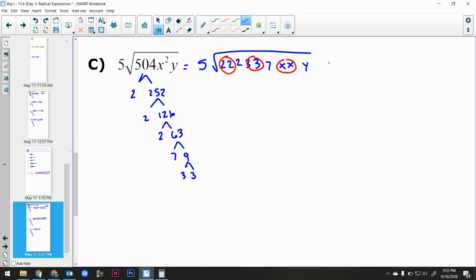So that means the 5 is already out there. Don't leave the 5. 5 times 2 times 3, and then an x also coming out. What stays in? A 2 and a 7 get me back to 14, and then a y. So all in total, 5 times 2 is 10, times 3 is 30. And then I've got an x and then a 14y on the inside. That's a y, right?